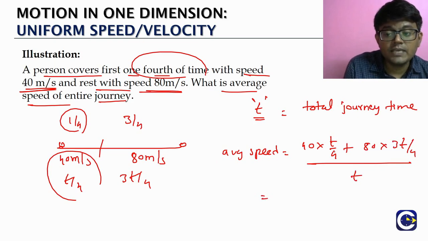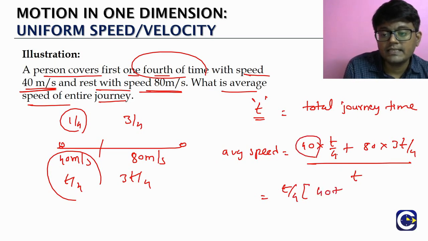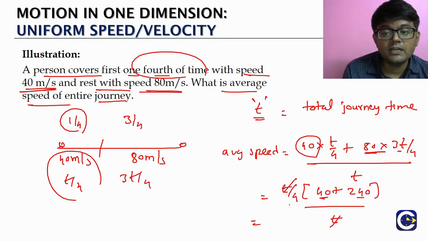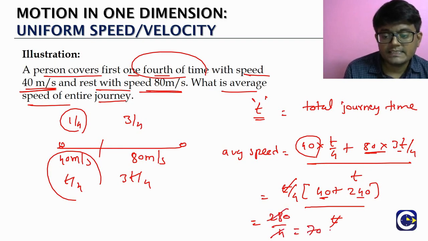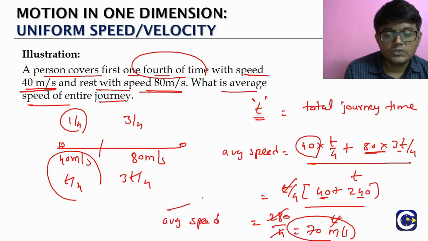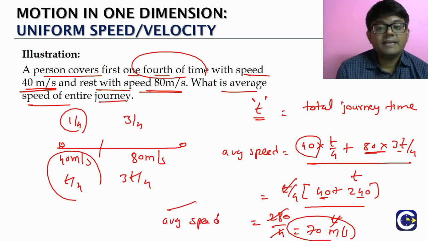So what we can observe is that T by 4 we can take out common. What is inside the bracket? There is a 40 and 80 times 3, which is 240. So T is cancelled. What is 40 plus 240? It will be 280. So 280 by 4, which is nothing but 70. The unit will be meters per second. So this is our average speed. For the entire journey, the average speed is 70 meters per second.